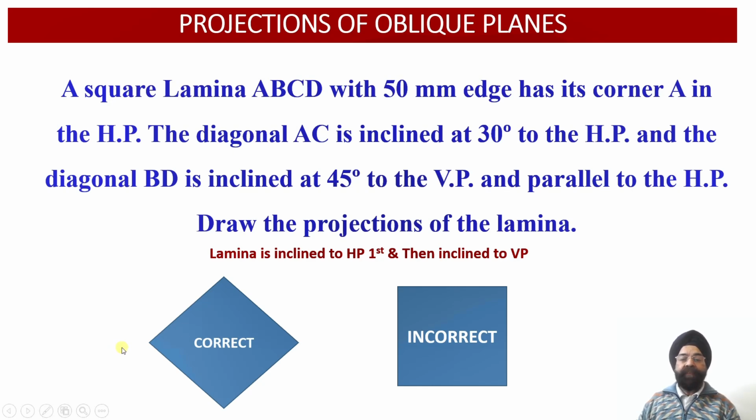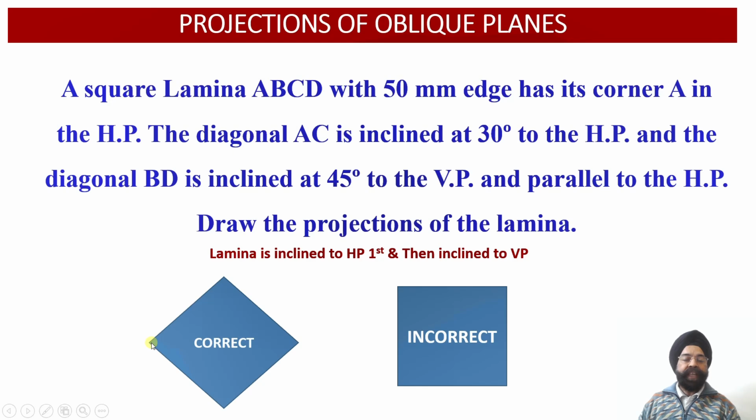Now, the second thing which has been provided to us is that the diagonal AC is inclined at an angle of 30 degree to the horizontal plane. So this is the diagonal AC. This point we are going to take as point A, point B, point C and point D. So this diagonal AC will be inclined at an angle of 30 degree with respect to the horizontal plane.